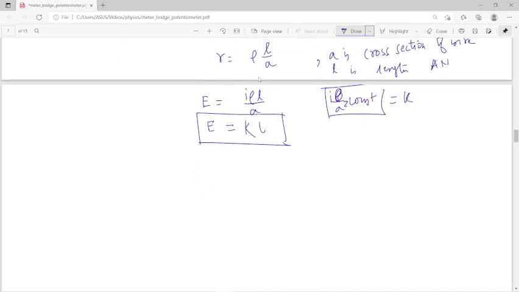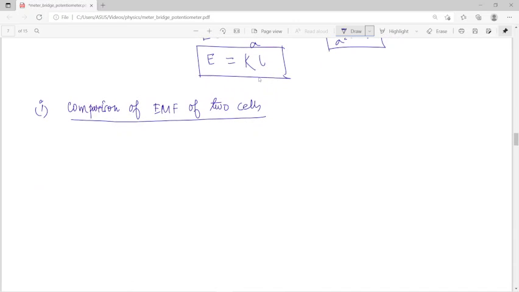So now what should we do with the potentiometer? I am just giving you some important examples, because we can do lots of things with the potentiometer. The first thing is comparison. I can do the comparison of EMF of two cells by potentiometer, and that is easy, that depends on the circuit diagram. But the main thing is, if you understand the logic, the EMF that you have to measure will be proportional to the length. That is what we will find from the potentiometer.